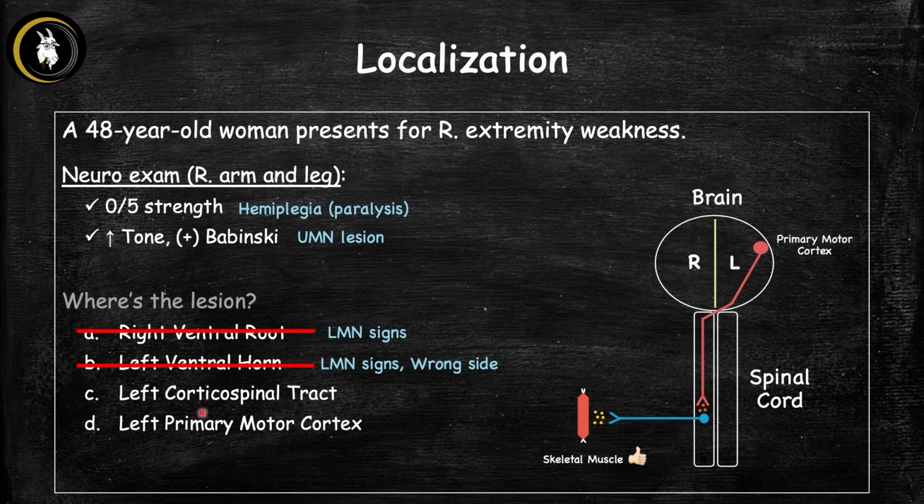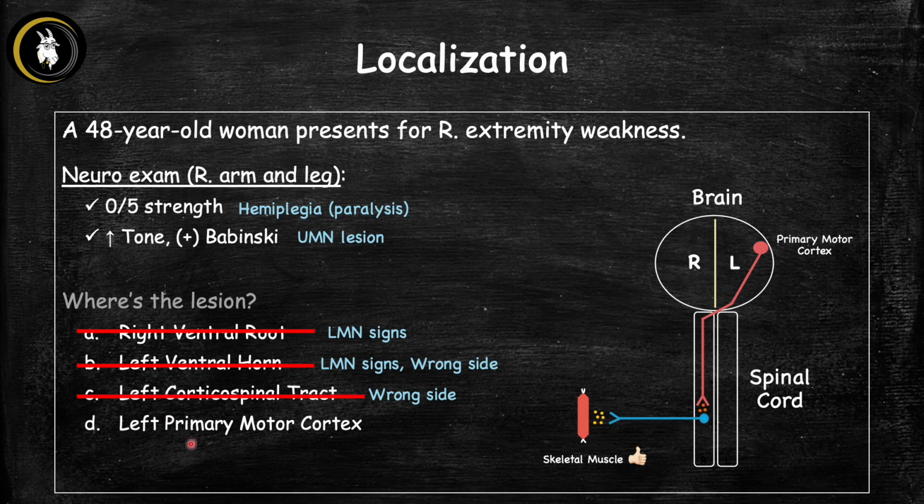Now the two options that are left are both going to give us upper motor neuron signs, so we can't eliminate either of them based on that. That means the way we have to figure out the correct answer is based on the side of the lesion. So let's start with the corticospinal tract. The corticospinal tract is below the decussation or crossing over, so that means that a lesion in the corticospinal tract will give us ipsilateral weakness. So that means a left corticospinal tract would give us left-sided arm and leg weakness. So this is the wrong side, and so therefore we can eliminate choice C.